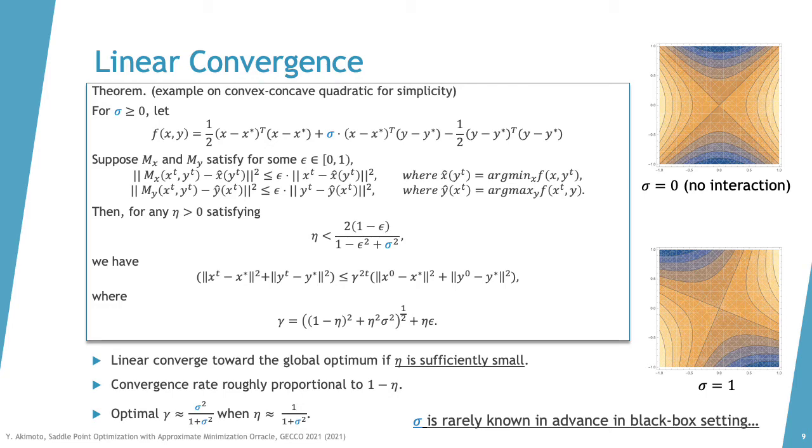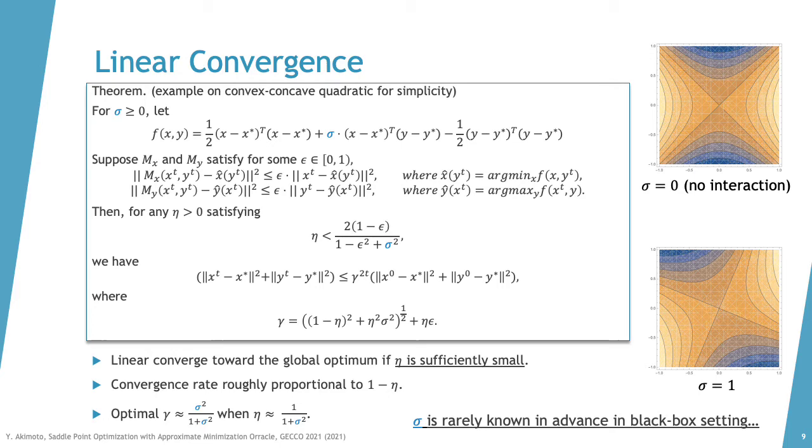Then we can show that if the learning rate is sufficiently small, this approach exhibits linear convergence. From this theoretical investigation, we show the goodness of the proposed approach. However, at the same time, these results indicate that we may need to set the learning rate sufficiently small, and the upper bound to guarantee the convergence rate depends on the problem characteristics, which is denoted by sigma here.